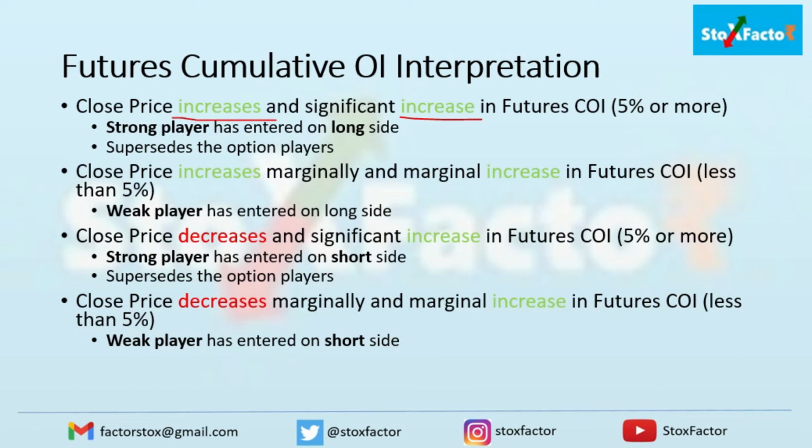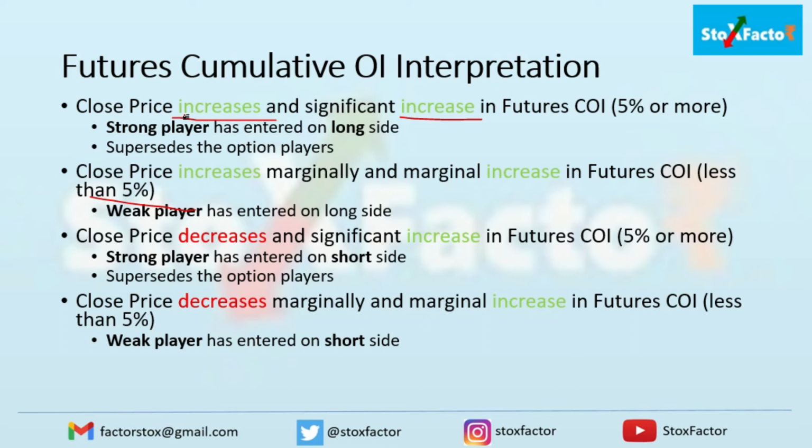Then we come to the second point, that is the close price increases marginally and there is a marginal increase in futures OI, less than 5%. So if you see the close price move just 1 to 2% or less than 1% and very little change in OI, like 1% or 2%, then it means it is a weak player, and you would not want to chase the weak player. You would always want to chase the strong player. That is the second case.